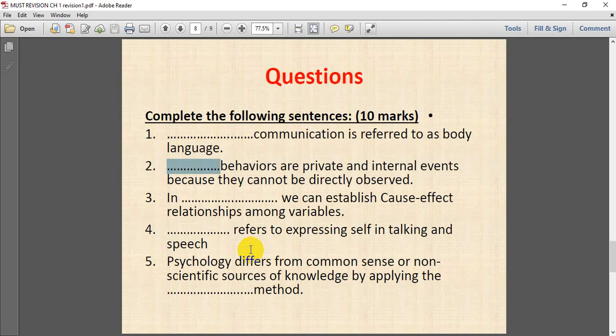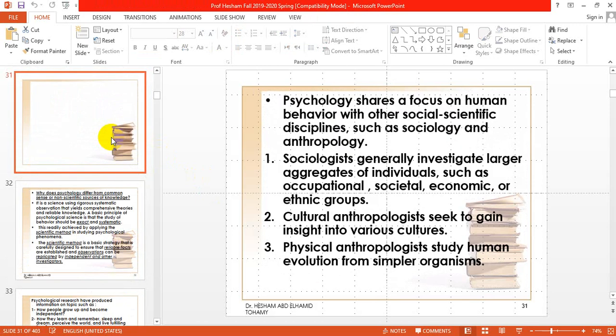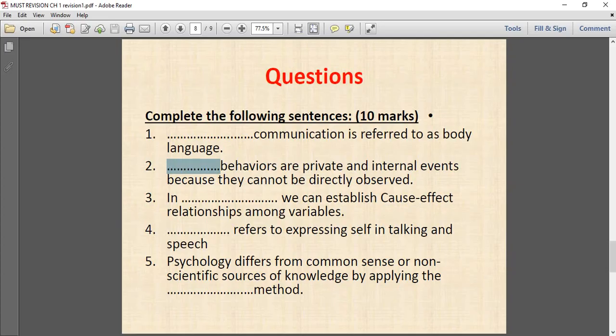Psychology differs from common sense or non-scientific source of knowledge by applying, check this slide and you will be able to answer this question. Why does psychology differ from common sense or non-scientific source of knowledge? Because psychology applies the scientific methods. So the study of psychology is exact and systematic. And we already defined the scientific method. So by applying the scientific methods, psychology differs from common sense or non-scientific source of knowledge.